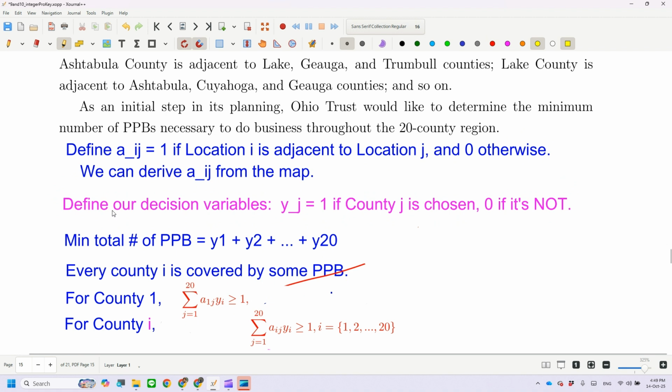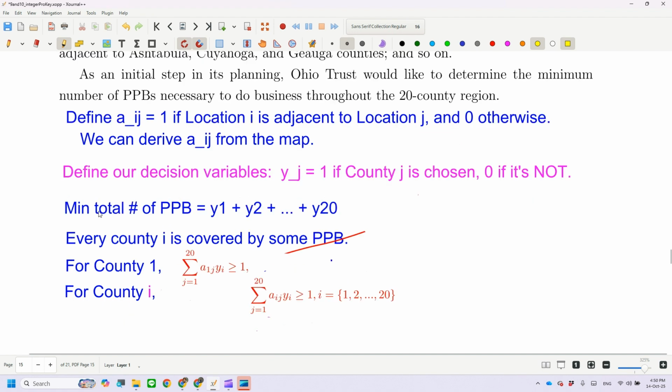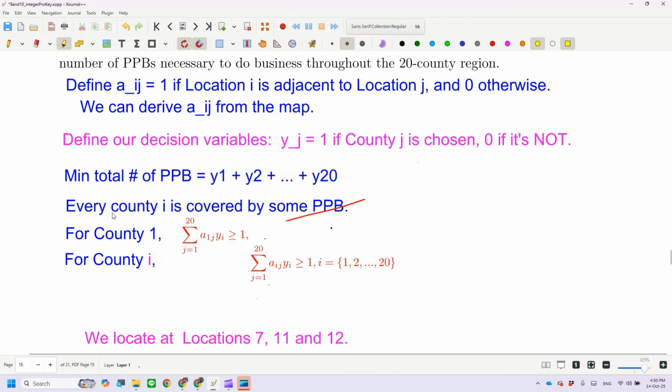So, and then we can also have the decision variables yj equal to 1 if county J is chosen to set up a bank branch, and 0 if it's not chosen for a bank branch. And so we want to minimize the total number of branches that we need. So we minimize the sum of y1 to y20. And then we also need a constraint that every county is covered by some PPB.